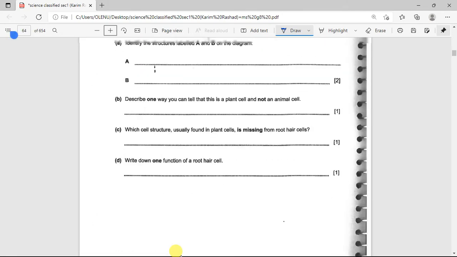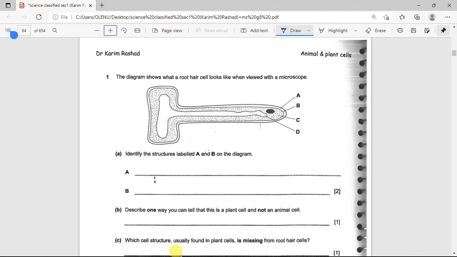That's it. Now, here we have a specialized cell. The diagram shows what a root hair cell looks like when viewed with a microscope. Identify the part labeled A and B. A root hair cell is a plant cell that's found in the root, so it has similar features to a plant cell. So obviously my A will be the cell wall, and my B will be the cell membrane.